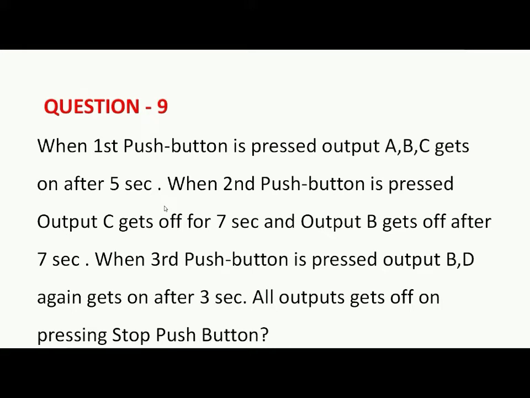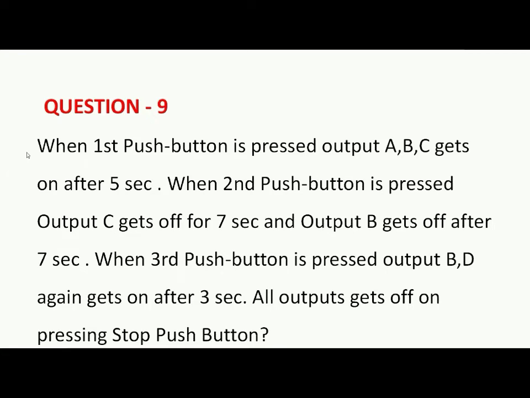When the first push button is pressed, output A, B, C get on after 5 seconds. When the second push button is pressed, output C gets off for 7 seconds and output B gets off after 7 seconds. When the third push button is pressed, output B, D again get on after 3 seconds. All outputs get off on pressing the stop push button. So we have read the question. Now we will go stepwise. So the first step is when the first push button is pressed, output ABC gets on after 5 seconds.